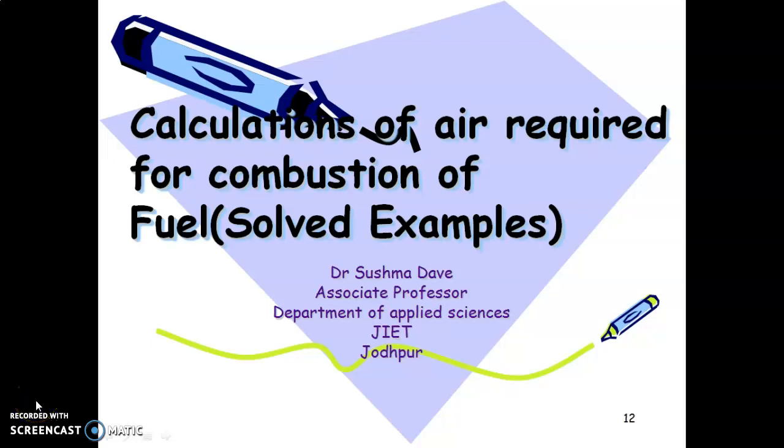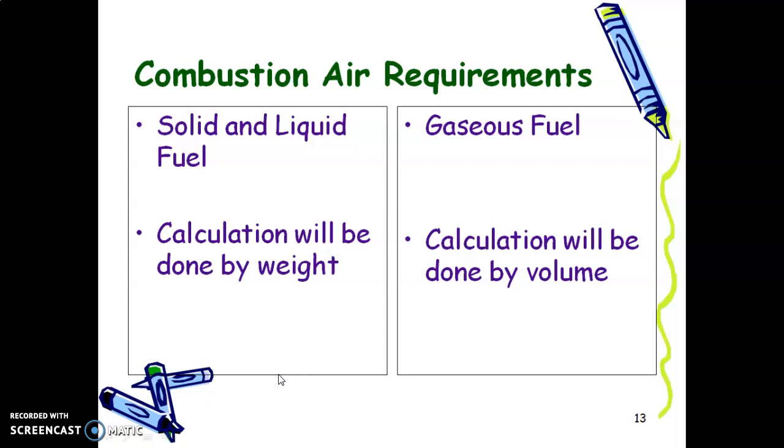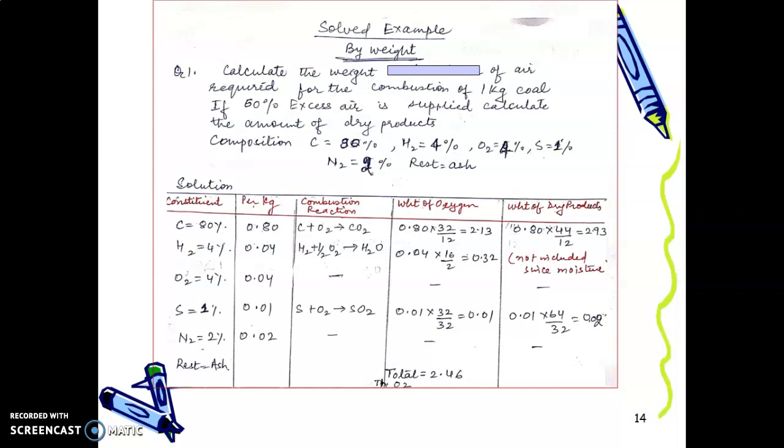Dear students, now we will learn calculations of air required for combustion by solved examples. We have already learned that combustion air requirement can be calculated for solid and liquid fuels by weight and for gaseous fuels by volume. First of all, we will do one example by weight.